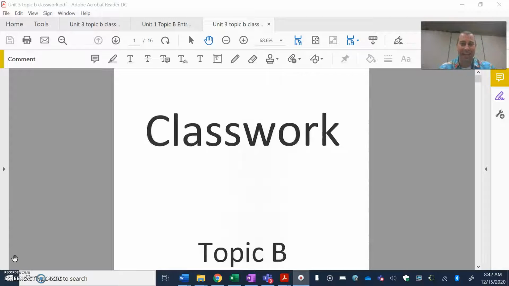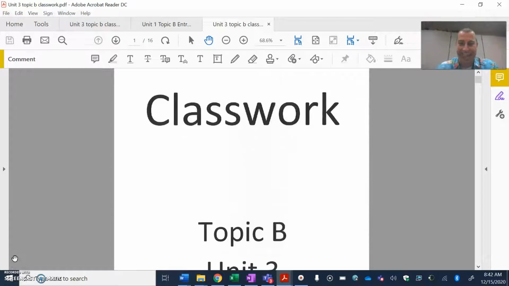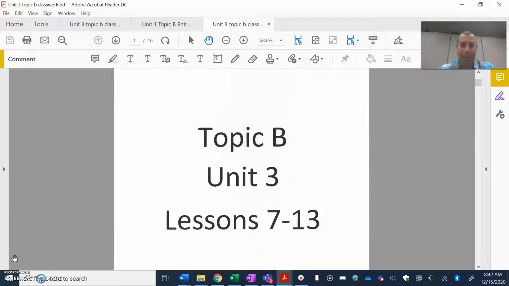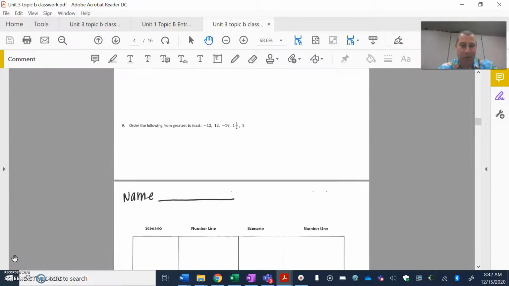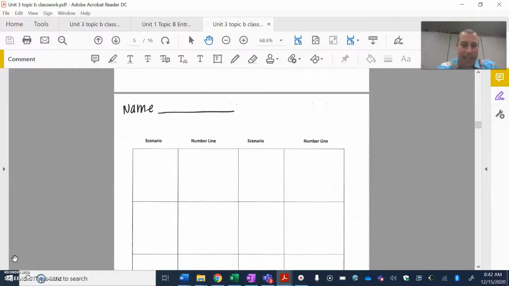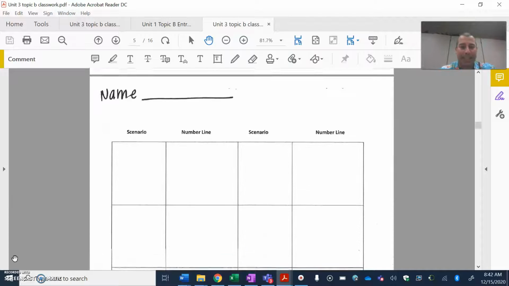Hey everyone, you're doing a matching activity today, so we are in our classwork. You can see topic B, unit 3. All right, we saw the stuff we were working on yesterday. Let's get you to where we're at because it's not actually labeled as a lesson. There it is. There's your boxes, there's your answers.